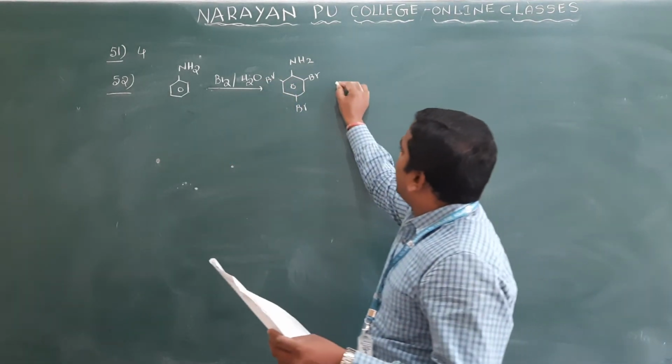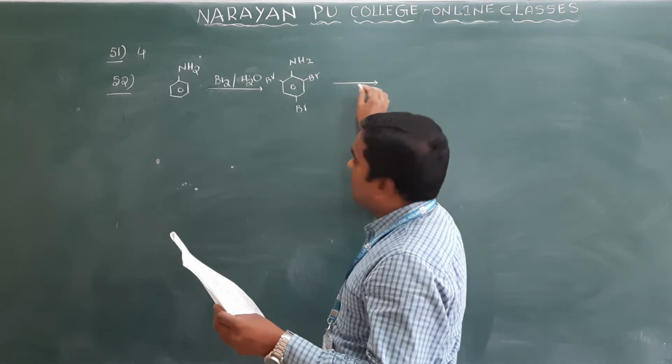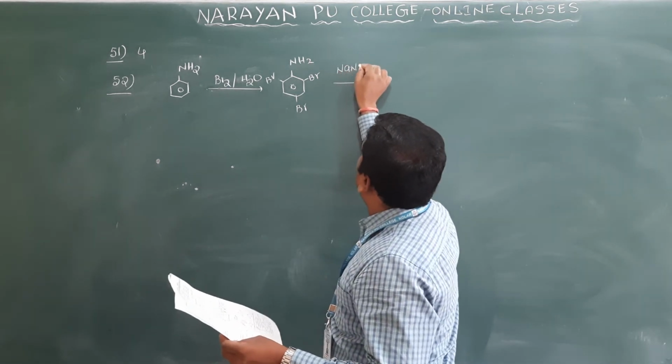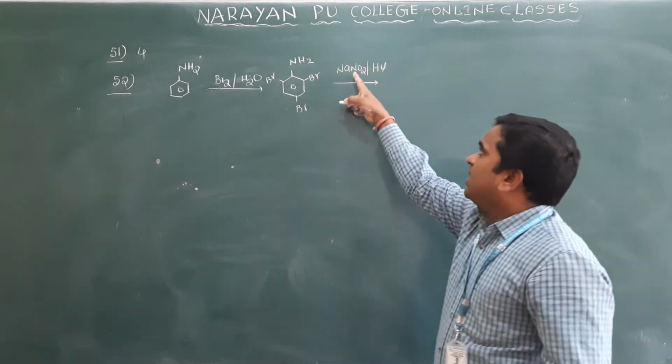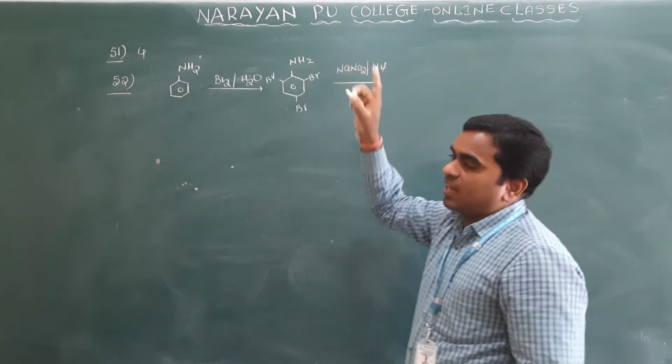Clear? Next they have given NaNO2 and HCl. What is this reaction now? Whenever a primary amine reacts with NaNO2 and HCl, what will you get now?